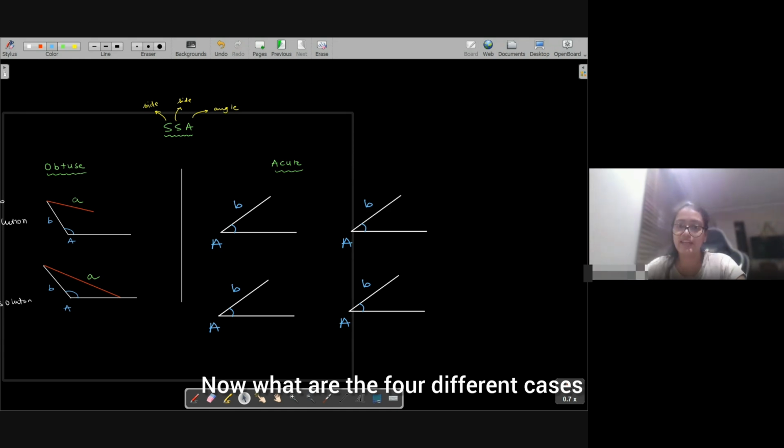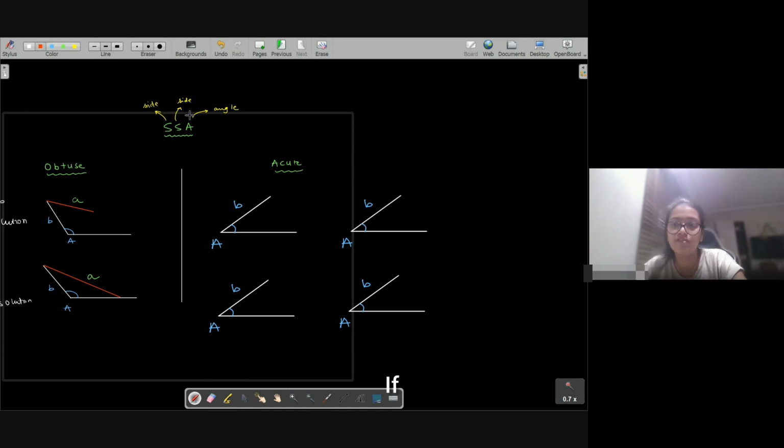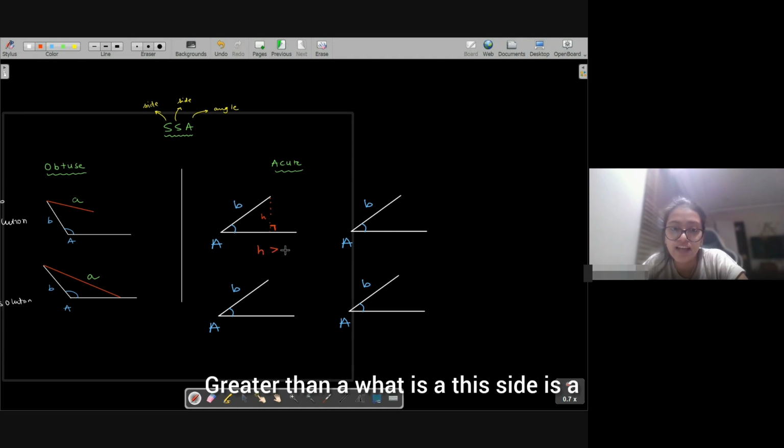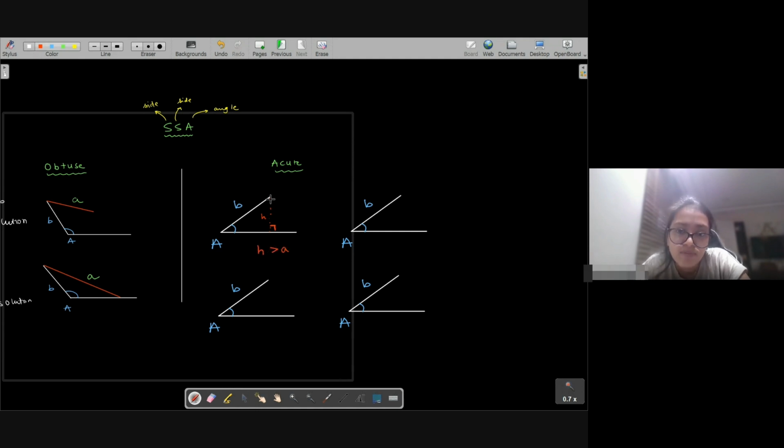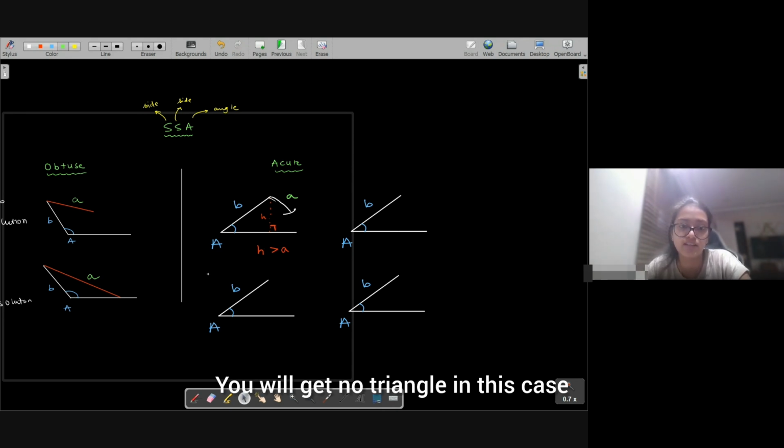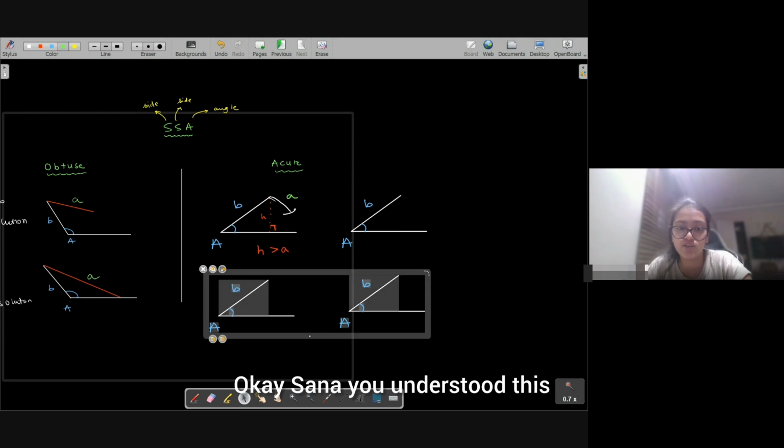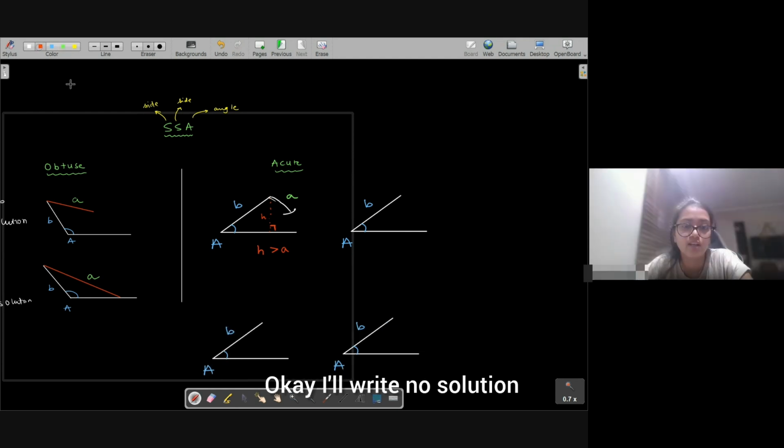Now, what are the 4 different cases? First case is if your height, so if I draw a height from this point, let's say this is the height, and if this height is greater than A, what is A? This side is A, small a. If your height from this point is greater than A, then you will get no solution. You will get no triangle in this case. Okay, Sana, you understood this? Okay, I'll write no solution.